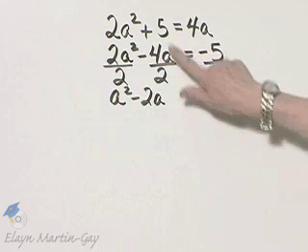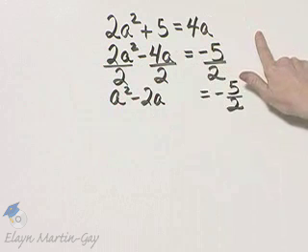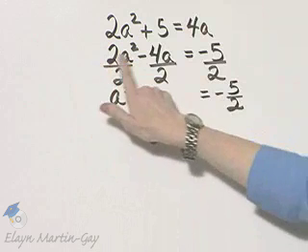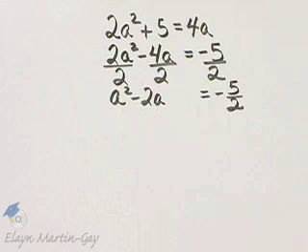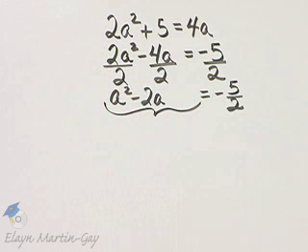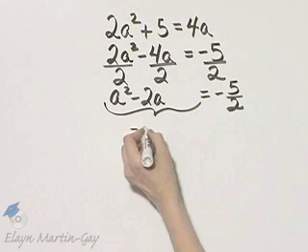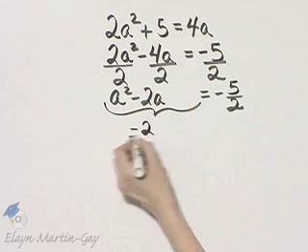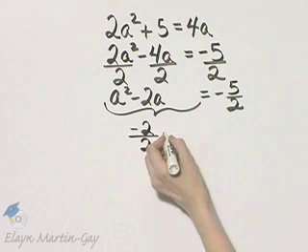Once again, two things. You want the constant term by itself, and you need the coefficient of the squared variable to be 1. I've done both of those things. Now I'm ready to complete the square. And how do we complete the square? Take the coefficient of a in this case. We want half of it, so I'll divide by 2.